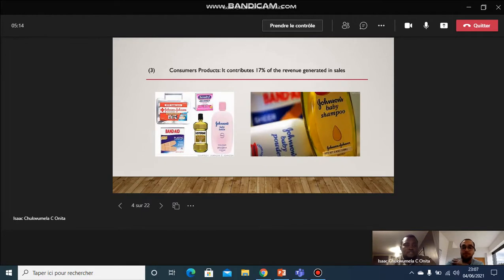So the third division is consumer products. It contributes 17% of the revenue generated in sales. Examples of them are Listerine, Band-Aids, Johnson's baby shampoo, Johnson's baby powder. So those are the products for that.